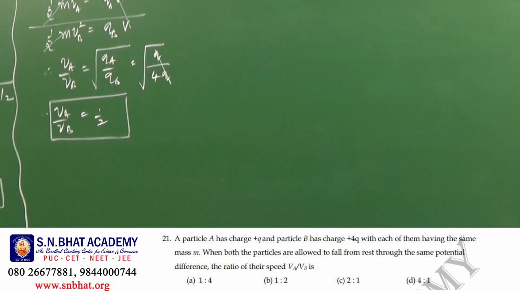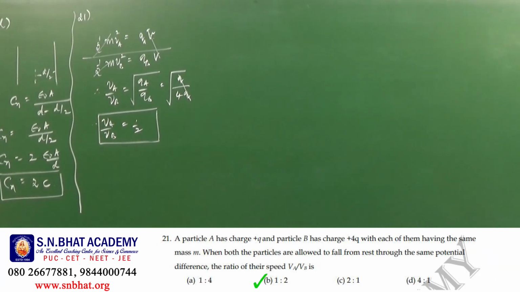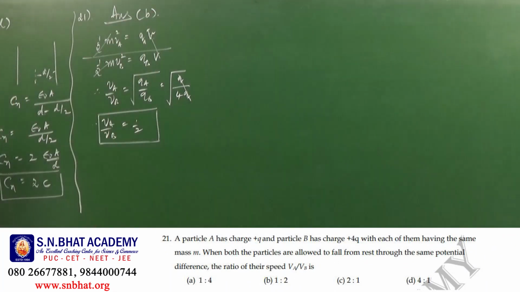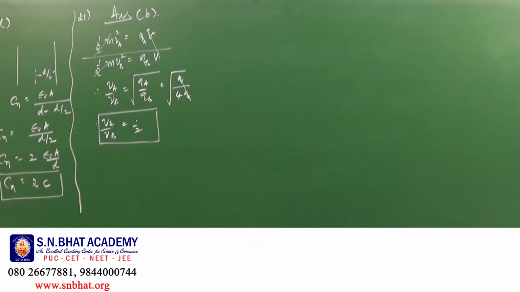Now you search for the various alternatives given there, and of all the alternatives, 1:2 is the answer, and therefore B is the answer for this question. VA is to VB is equal to 1:2.